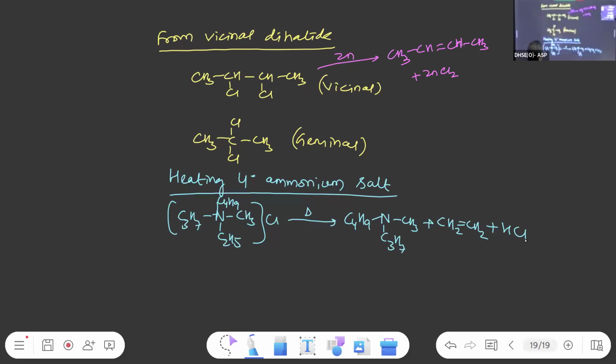Is it clear, students? Right. When a 4-degree ammonium salt is heated, it releases alkene containing the least possible number of carbon atoms.